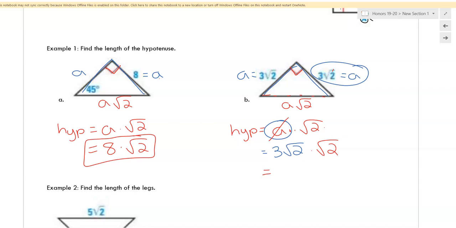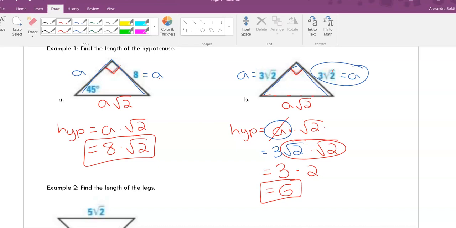Well, 3 times root 2 times root 2, well, this is really just 2. Right? If I take the square root times the square root, that's the same thing as squaring it. And we're left with just 2, which then equals 6. So our hypotenuse there is 6.